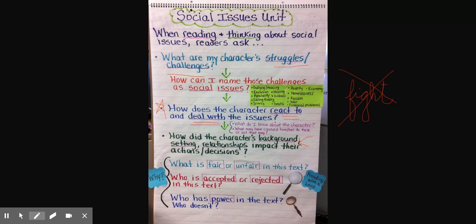And finally, these are three really big ones. What is fair or unfair in this text? Who is accepted? Who's rejected? And the one that I think is one of the most powerful questions we can ask in this particular novel is, who has power in the text and who doesn't? So we're going to be reading from this lens as we go into this book.